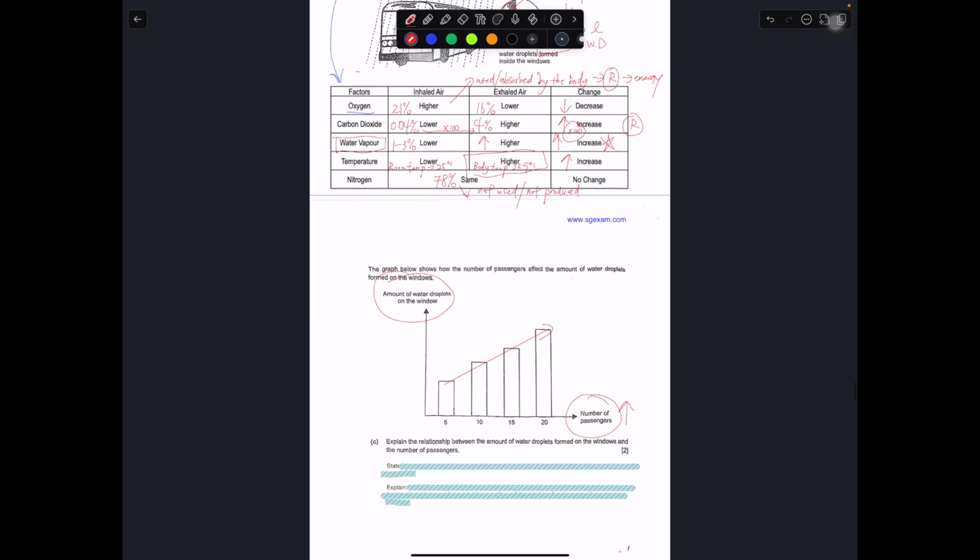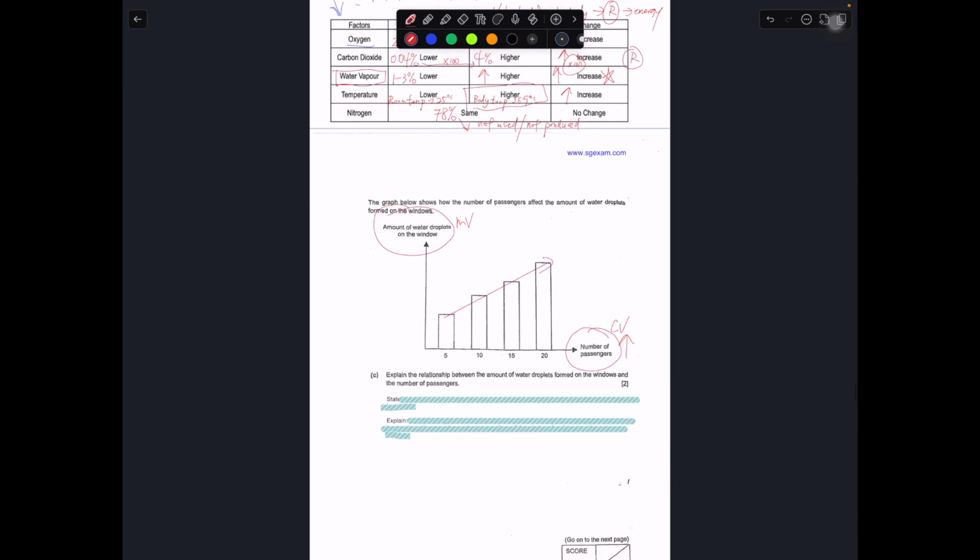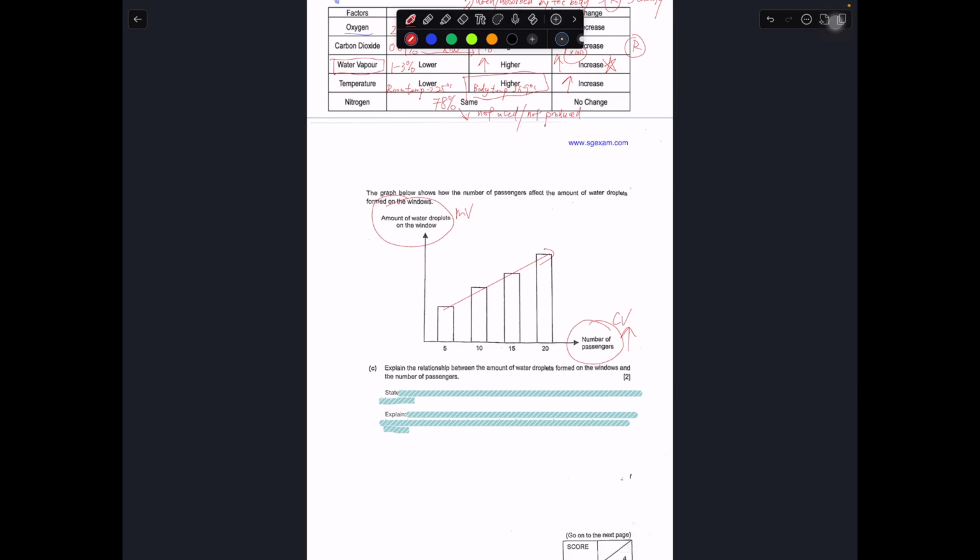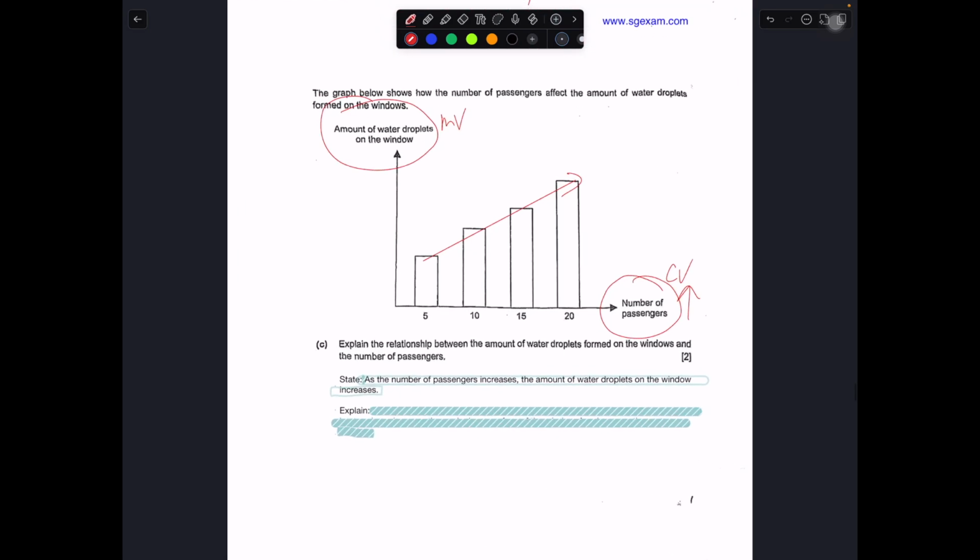Explain the relationship between the amount of water droplets formed on the window versus the passengers. The passenger is the changed variable. The amount of water droplets on the window is the measured variable. So they are really asking you to state the relationship and explain why. When you have more passengers, the amount of water droplets increases. So state directly: as the number of passengers increases, the amount of water droplets on the window increases. This one is very straightforward.